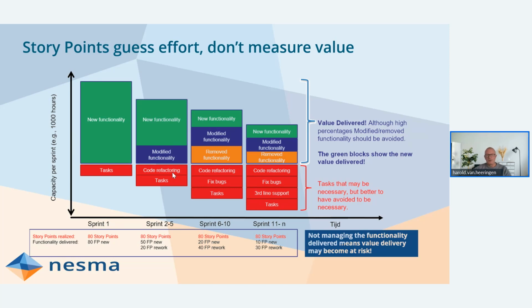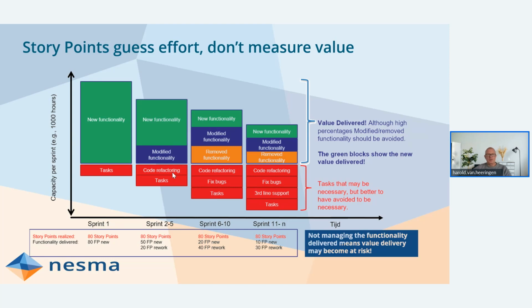And if you look at the story points, this team may be very predictable. They always have 80 story points realized. So management may think, okay, this is great, 80 story points realized. But in practice, you will see that less and less functionality is actually produced by the team. So this would maybe be considered a low-performing team in the end.